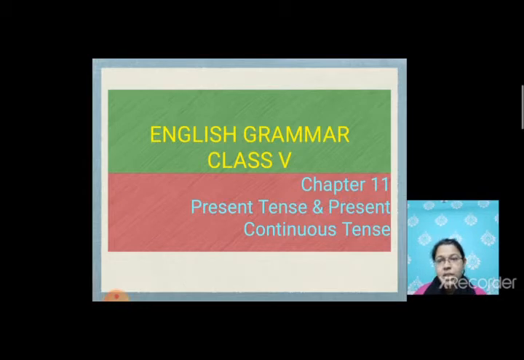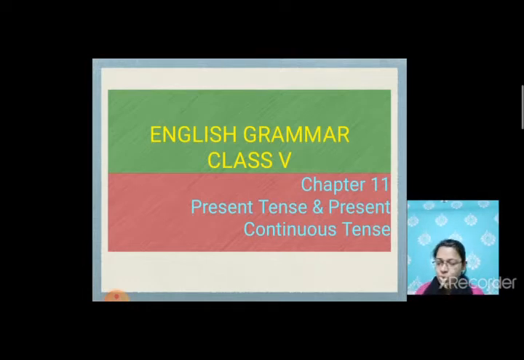So let's start our today's class with English grammar. As you all know, we have completed our course book syllabus for PT3, that is unit 6, 7 and 8. And we are also done with worksheets 6, 7 and 8. So today we would be starting with chapter number 11 from your grammar textbook, Adventures with Grammar and Composition. The chapter name is Present Tense and Present Continuous Tense.